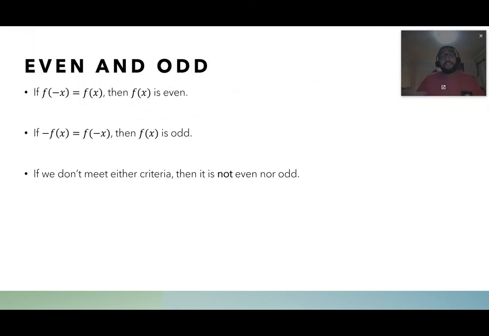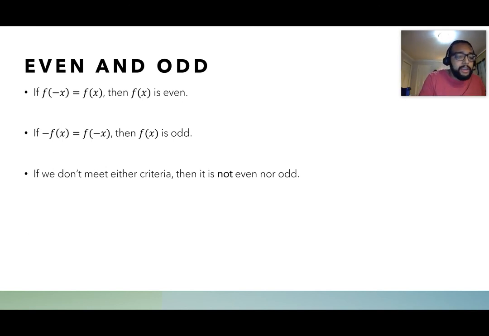So we also talked about even and odd functions. There are different tests for symmetry that we discussed. You can view that video if you need that help as well. For even, if f of negative x is equal to f of x, then our function is even. If negative f of x is equal to f of negative x, then we have an odd function. If we don't meet either criteria, the function is neither even nor odd.